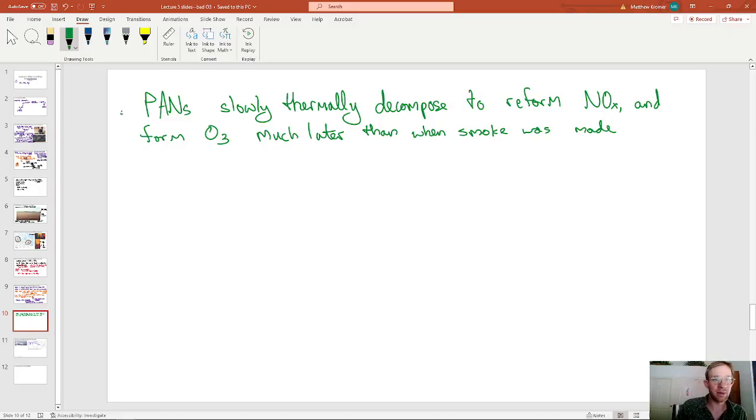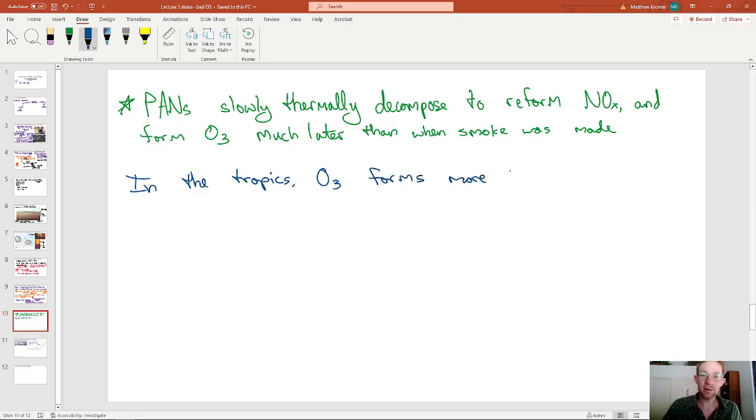So we'll talk a little bit more about this with a specific example from an Alaskan wildfire, but for now, let's just round out or finish up our tropics. So in the tropics, ozone forms more quickly.